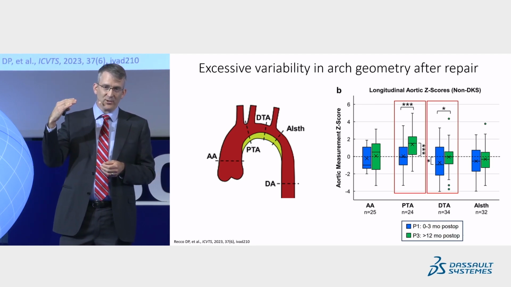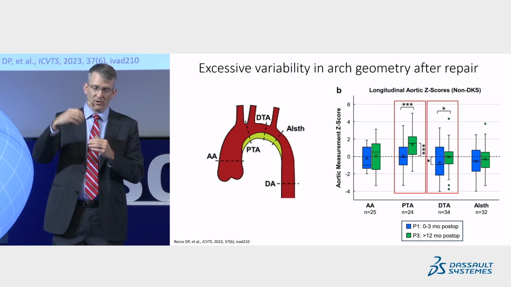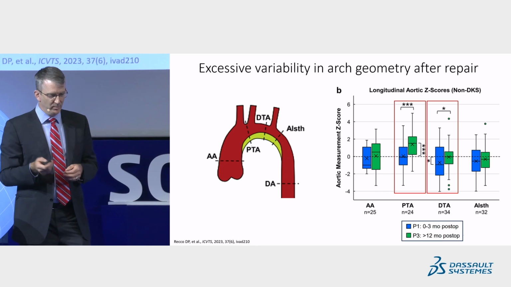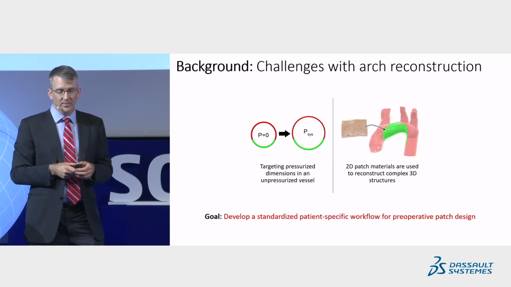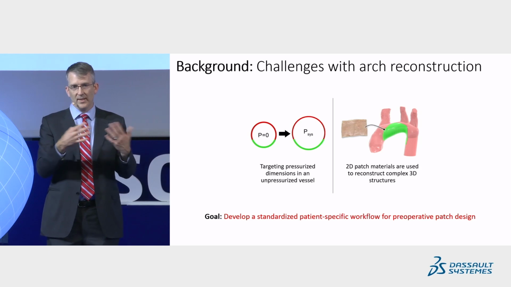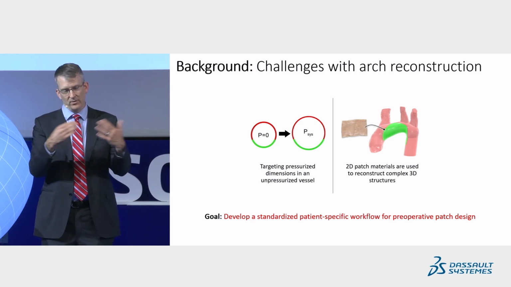So you have many standard deviations both above and below the target range. So this is in dire need of a better approach. And so some of the challenges of this is that when the surgeon's reconstructing the aorta, they're doing it with the aorta at zero pressure, right? So that there's no blood in it.